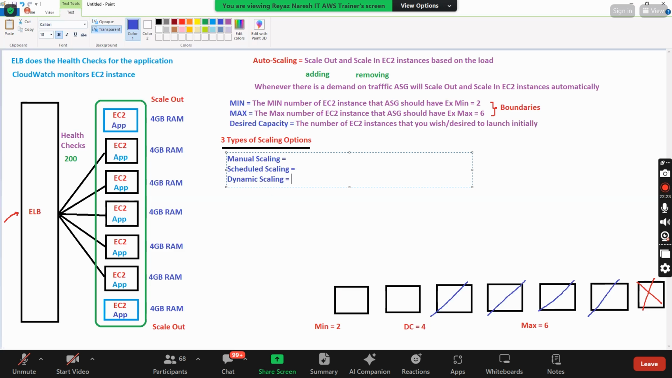You're manually modifying the desired capacity. You're manually modifying minimum, maximum. If you're manually modifying minimum, maximum and desired capacity, that is called manual scaling. That is called what? Manual scaling. Next one, we have schedule scaling. You call it as scheduler.